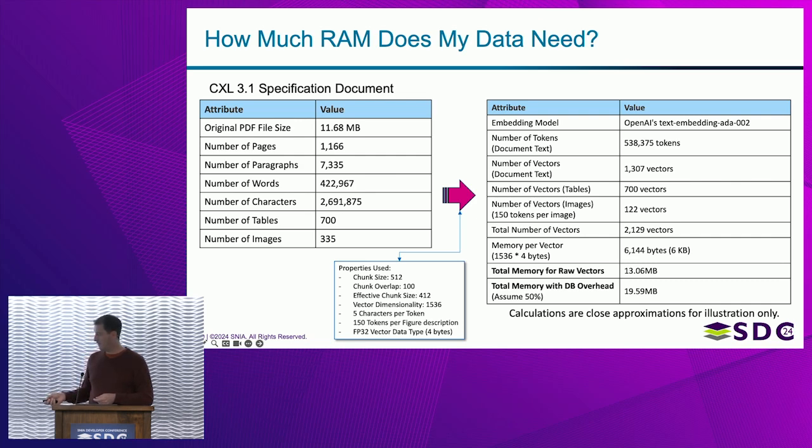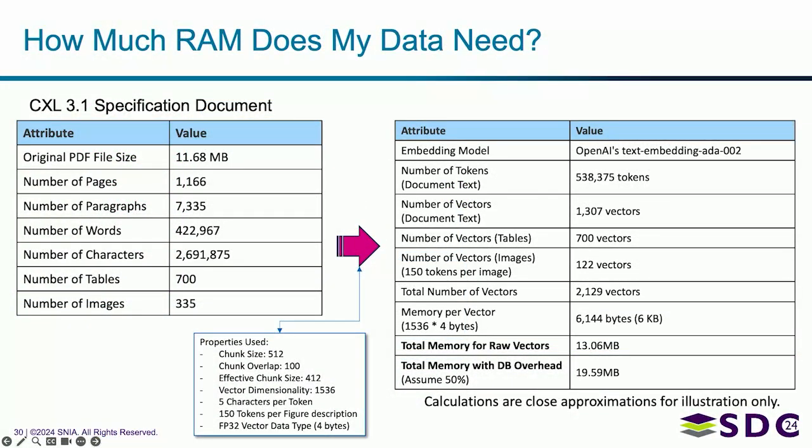So my almost 12 megabyte PDF file with overhead comes up to almost 20 megabytes. So it doesn't sound like a lot, but enterprises typically have years of data. It might be structured, unstructured data. So you can do some quick napkin math and figure out how much memory you're going to need for a lot of this stuff when you're embedding it.